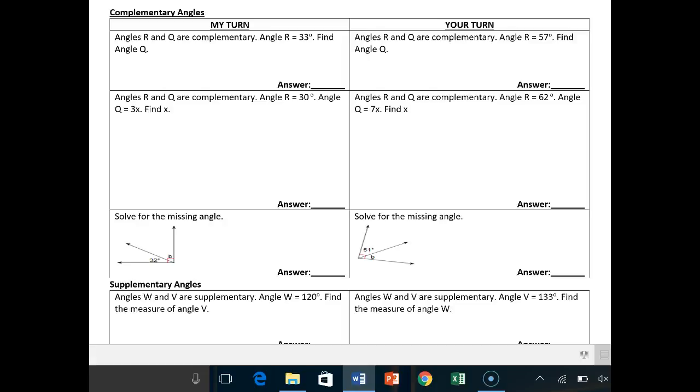All right, welcome to Notes 8.3 Part 2. The first part was nothing but vocab. This part is putting that vocab into use.